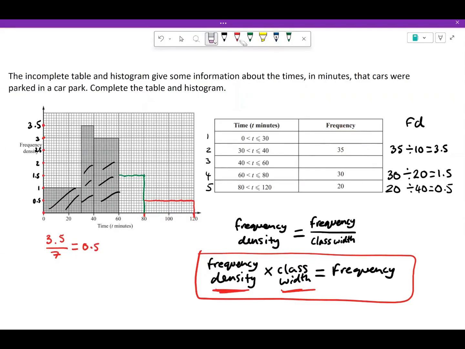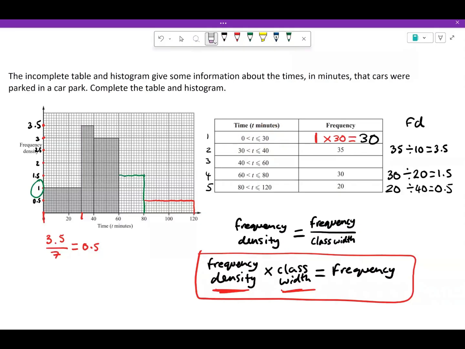So for our first class up here, let's do this one first, 0 to 30. Well, I know my class width is 30, so it's going to be the frequency density times 30 is equal to my frequency. So to get my frequency density, I need to look at my histogram and find the bar for 0 to 30. So the bar for 0 to 30 would be 0 is here and then 30 is over here. So it's my very first bar, and hopefully you can see that the height of this bar is 1, so the frequency density is 1. So I am going to multiply by 1 over here. So 1 times 30 is equal to 30, which is my frequency.